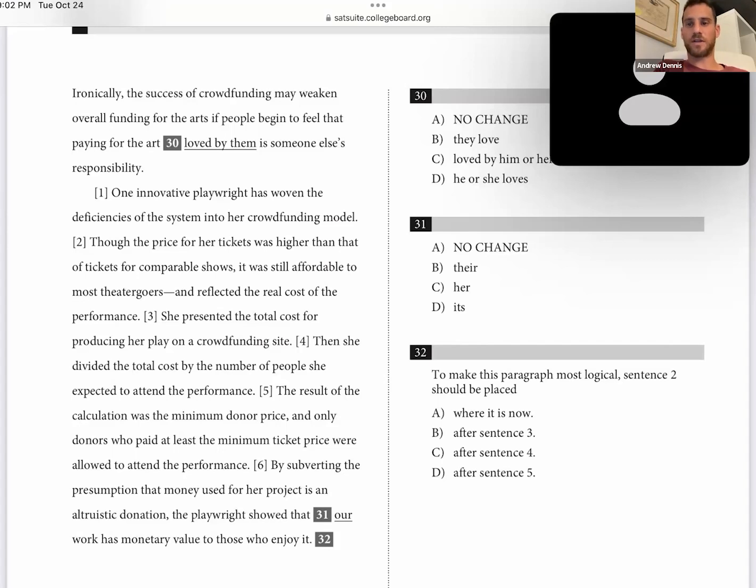The result of the calculation, again, that just flows together. 3 is telling us the presentation. 4 is telling us how you divide the cost. 5 is telling you the result of it.